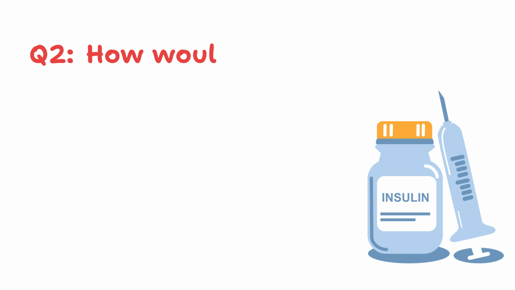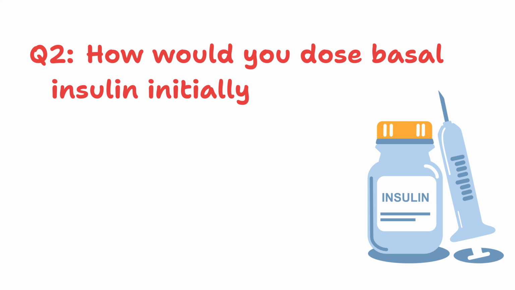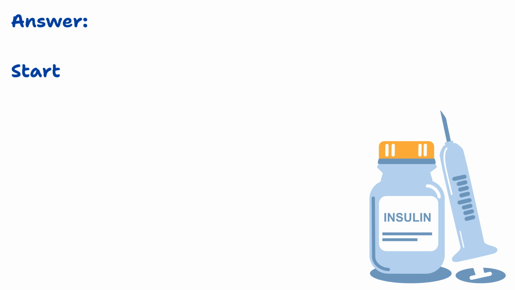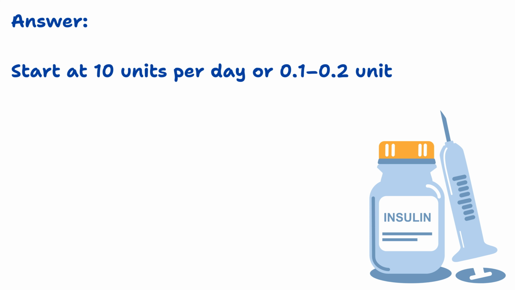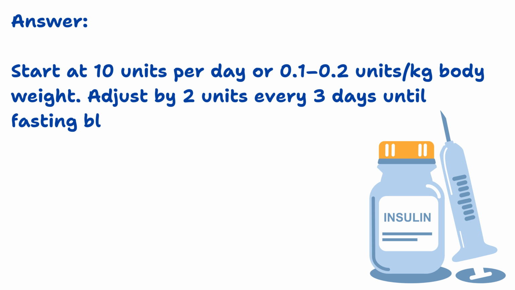Question 2. How would you dose basal insulin initially? Answer. Start at 10 units per day or 0.1 to 0.2 units per kilogram body weight. Adjust by 2 units every 3 days until fasting glucose is in the target range.